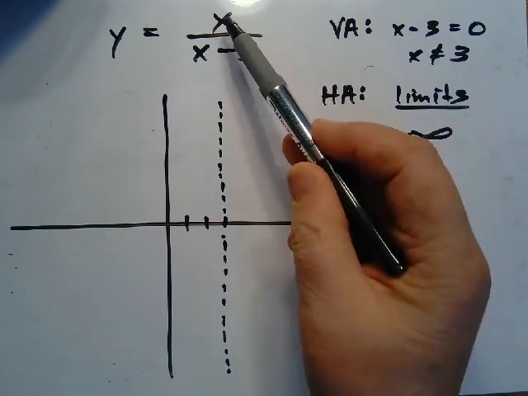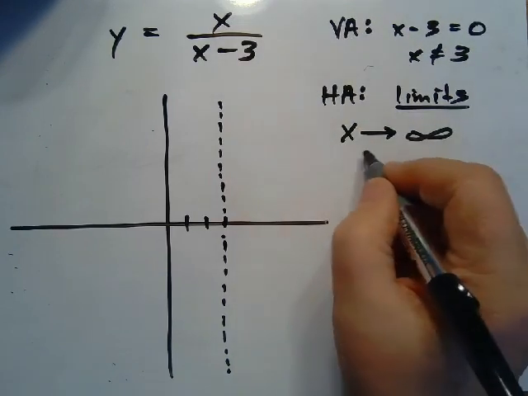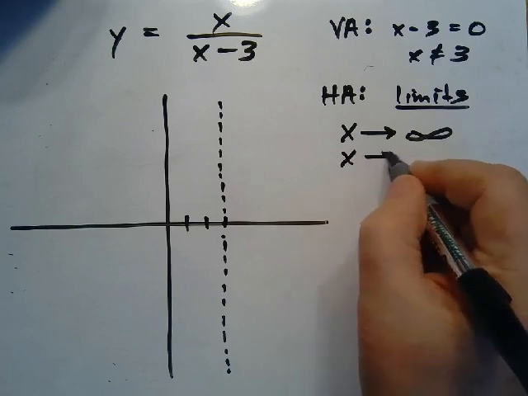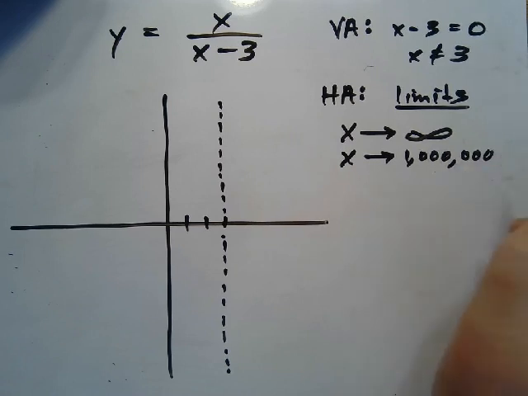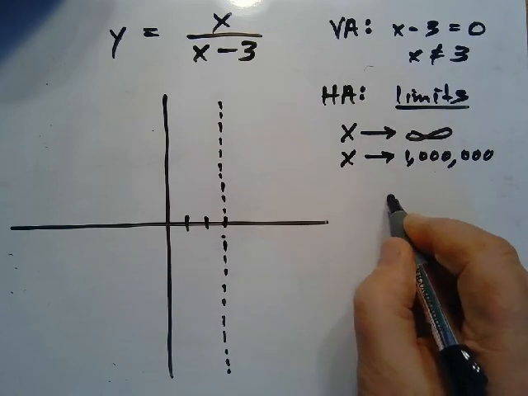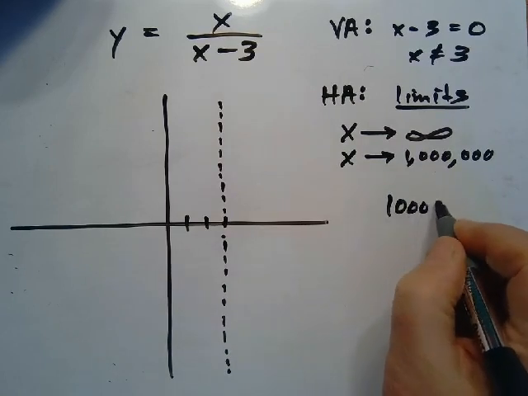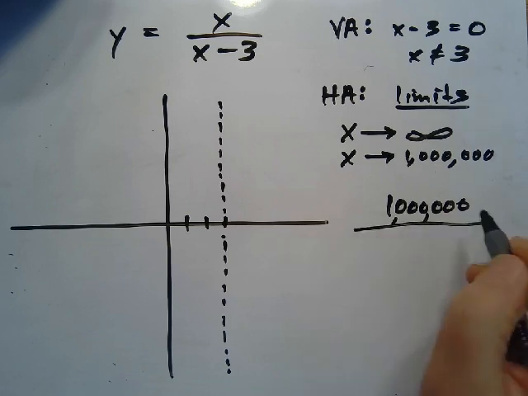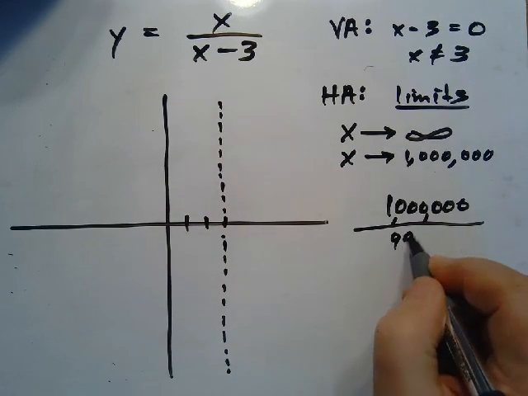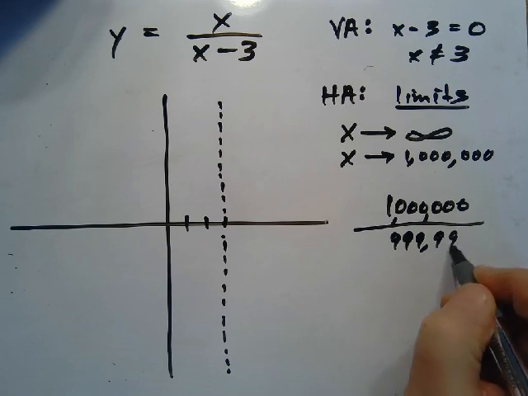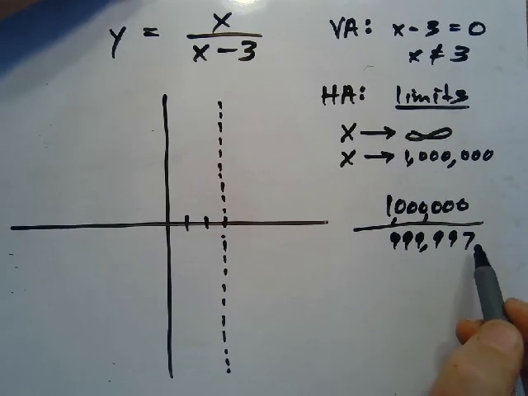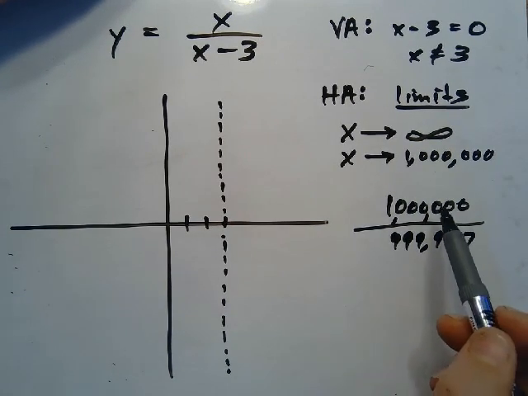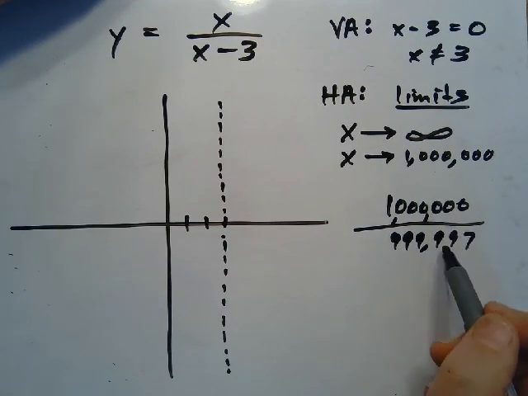Well, let's take a look at this. For the moment, let's just pretend that x is approaching 1,000,000. I mean, we could use 1,000,000, we could use 1,000,000,000. They get bigger and bigger, but let's pretend that x approaches 1,000,000. What would this fraction look like? Well, it'd be 1,000,000 over 1,000,000 minus 3, or 999,997. Now, the 3 became pretty insignificant here because this is basically 1,000,000 over 1,000,000.